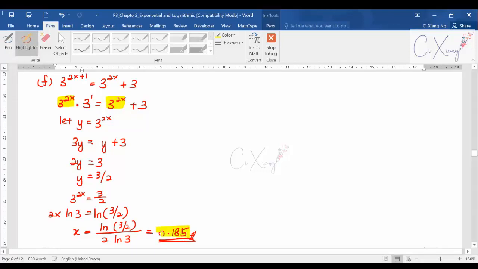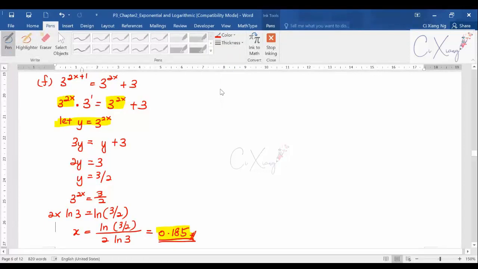So some students ask me actually, if let's say I don't want y equals to 3 power 2x, because they can see the pattern clearly. If you can see the pattern clearly, then you just go ahead, no need to substitute it. But if let's say you cannot see the pattern clearly, then I will suggest you to substitute it. Then you can see the pattern very easily. The equation becomes very simple, and after that you can solve it. But you have to make sure that you change it back to x to get the value of x. So this is 0.185. Okay, so we can try another one.